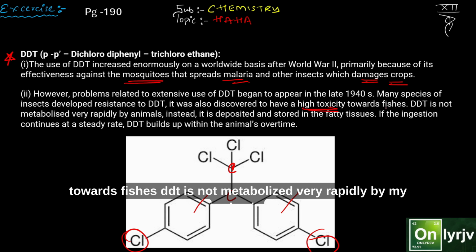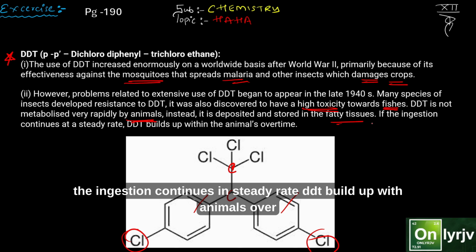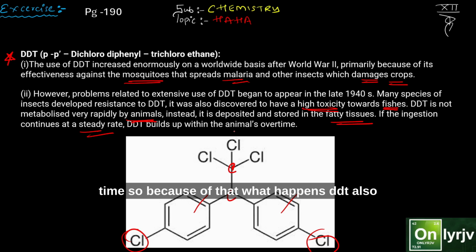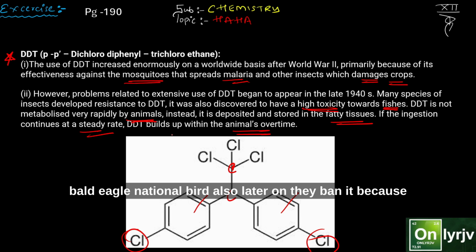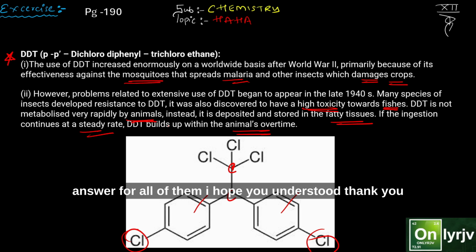DDT is not metabolized very rapidly by animals. Instead, it is deposited and stored in fatty tissues. If the ingestion continues at a steady rate, DDT builds up in animals over time. Because of that, DDT was also responsible for the near extinction of America's national bird, the bald eagle. So later on they banned it, because it was a very good insecticide, but later it became dangerous for animals as it was not easy to digest. So this is the normal answer for all of them. I hope you understood. Thank you.